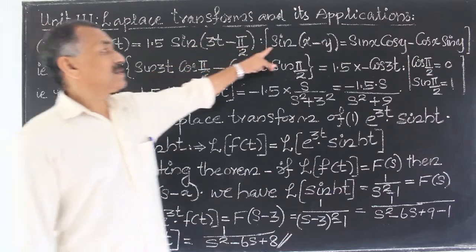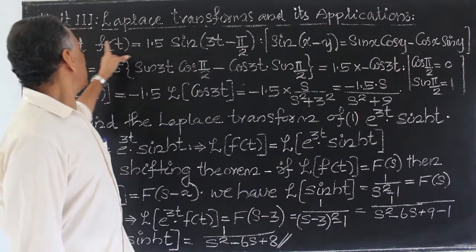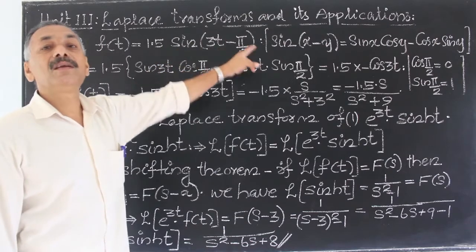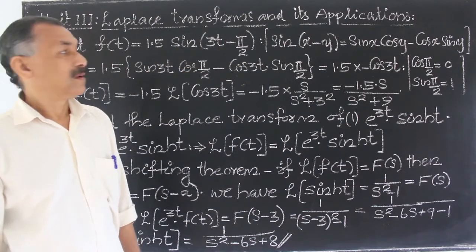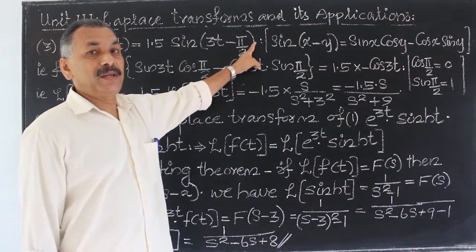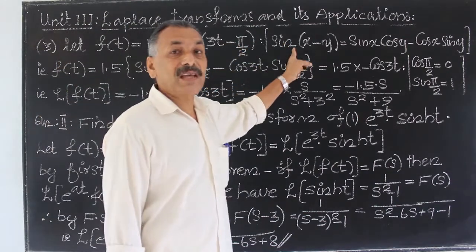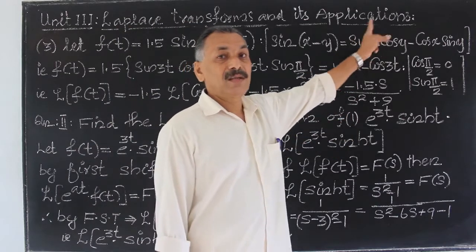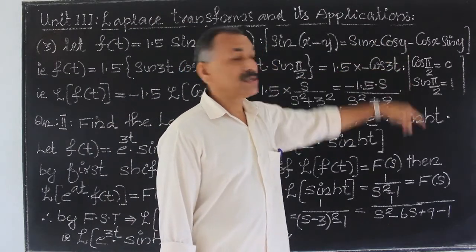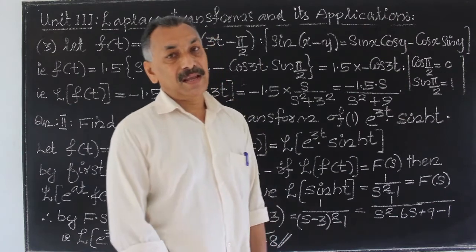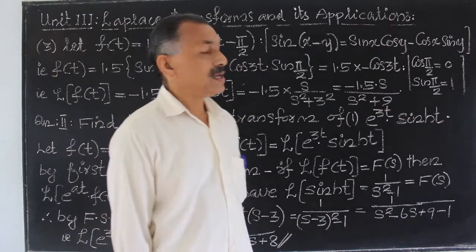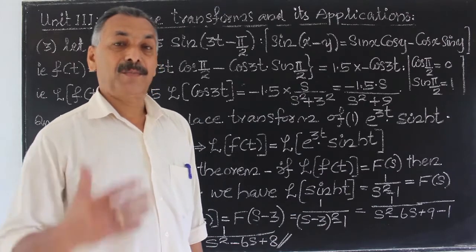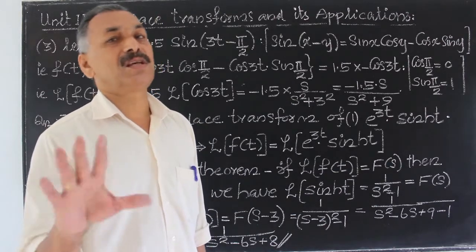Then we know, f of t is equal to 1.5 sin(3t minus pi by 2). This is in the form sin of a minus b or sin x minus y. We have sin(x minus y) is equal to sin x cos y minus cos x sin y. Sin(a minus b) is equal to sin a cos b minus cos a sin b. What is sin(a plus b)? Sin(a plus b) is equal to sin a cos b plus cos a sin b.